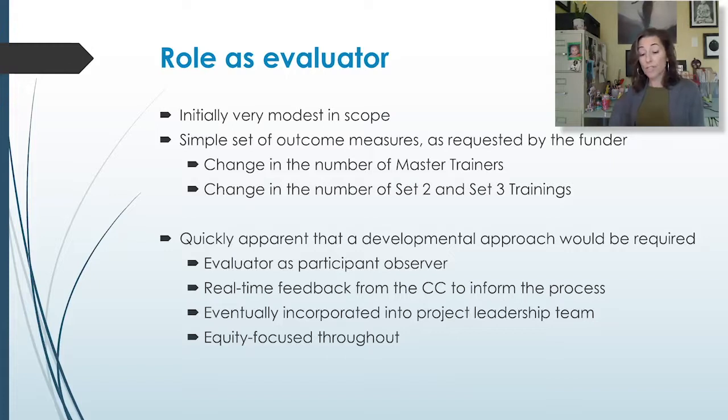One of the first changes that I made to the evaluation design was a rapid feedback mechanism for gauging engagement in and satisfaction with the community council process.